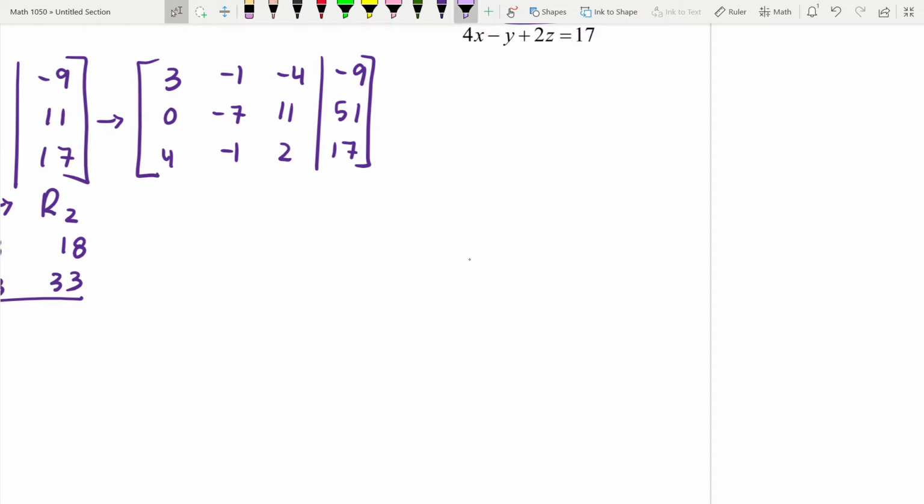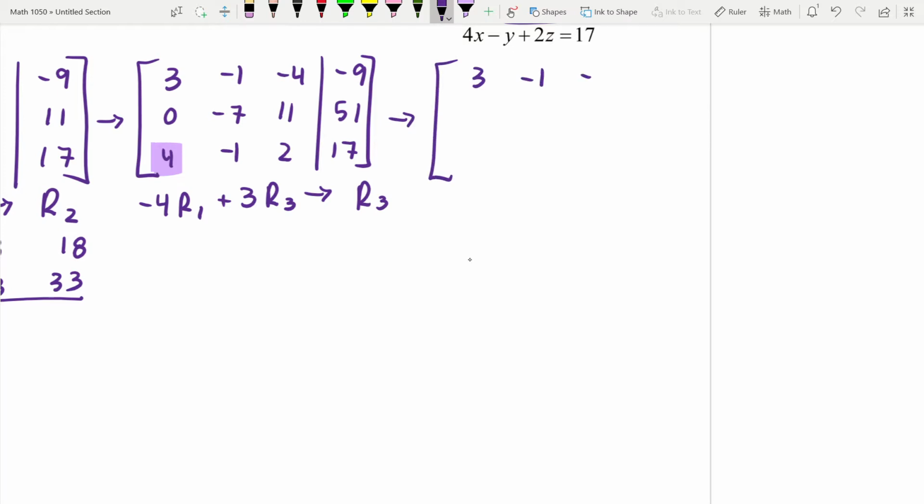Now I need a 0 here. I still don't have a 1. So I have to turn the 3 and the 4 both into, tell me everybody. Everybody freeze. What would I turn them both into? 12s. Good. So I'm going to go -4 times row 1 plus 3 times row 3 becomes my new row 3. Row 1 doesn't change. Row 2 doesn't change.